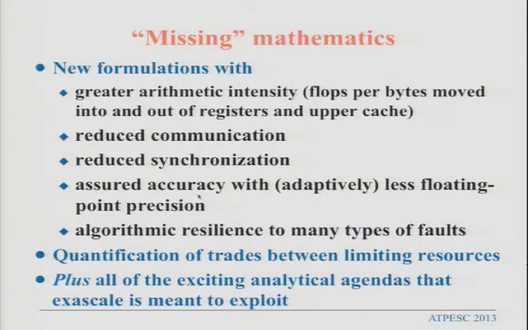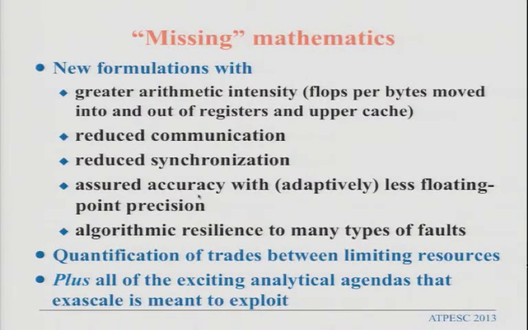Reduced communication overall because of energy. Reduced synchronization because of performance unreliability. Assured accuracy with adaptively less floating point precision where possible in order to improve both memory and memory bandwidth. And algorithmic resilience to many types of faults. To do this, we'll need to quantify trades between limiting resources, and that recovers today's infrastructure if we can do that. Then we glue on all the other exciting things like PDE constrained optimization, data assimilation, and so forth.